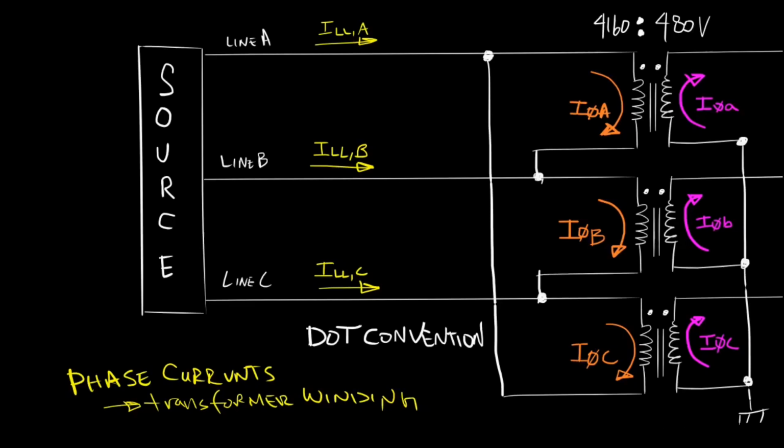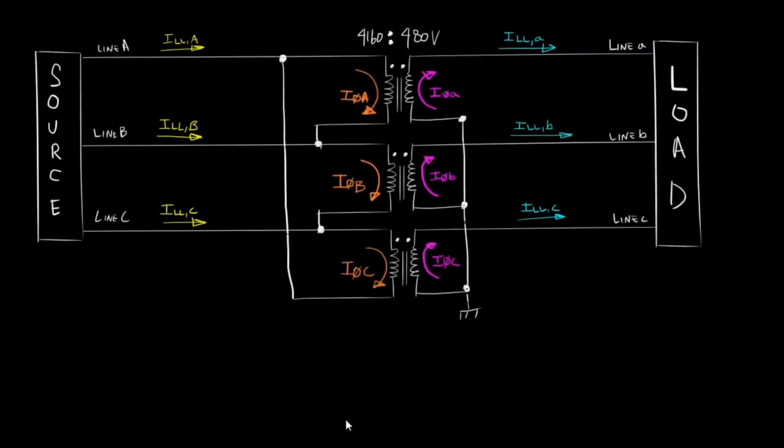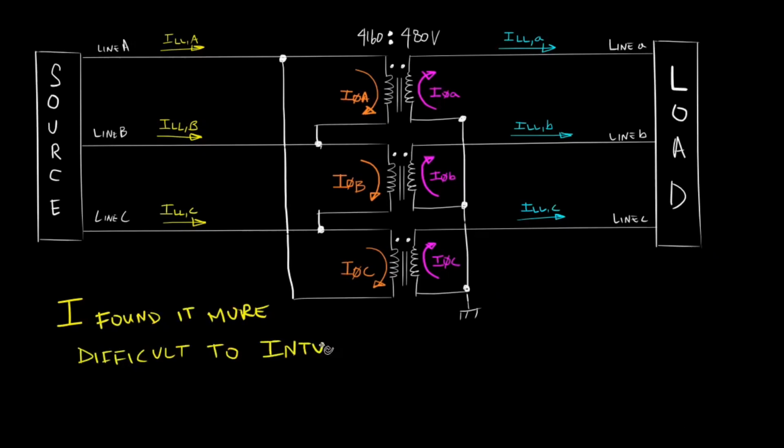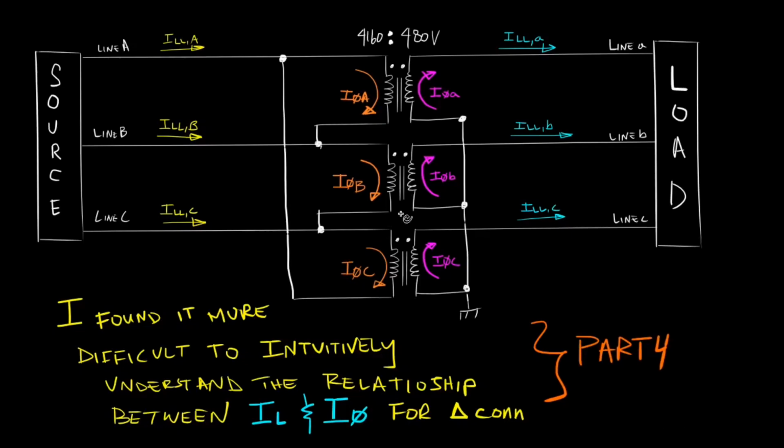And that, my friend, is how we describe phase currents and line currents for the delta-Y transformer connection. For me personally, I found it very difficult to intuitively understand the relationship between line current and phase current for the delta-connected transformer. However, this difficulty can be easily overcome with a simple yet intuitive explanation. In part 4, we'll cover this relationship.